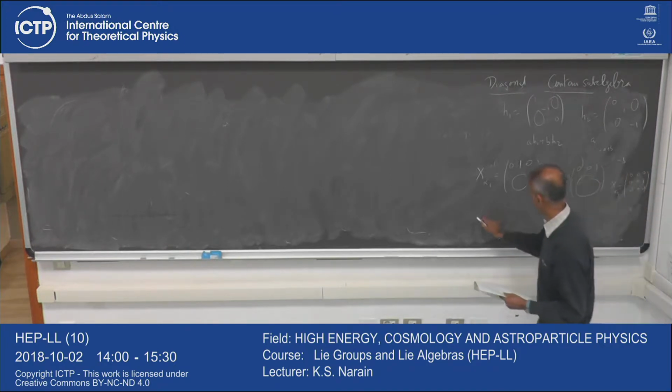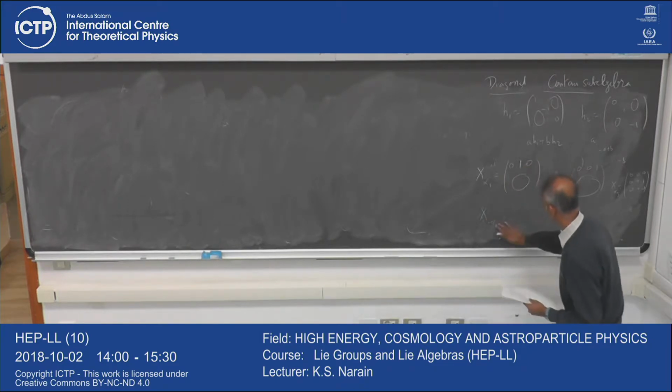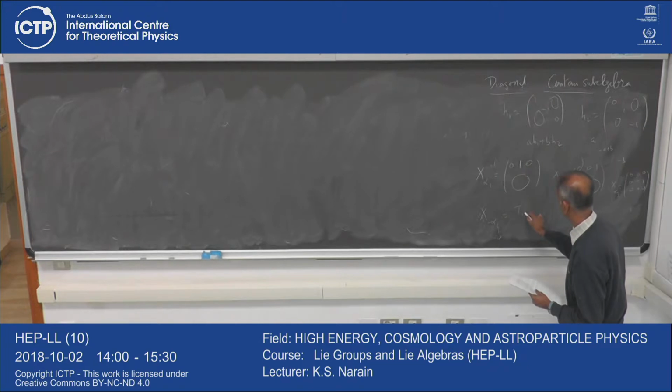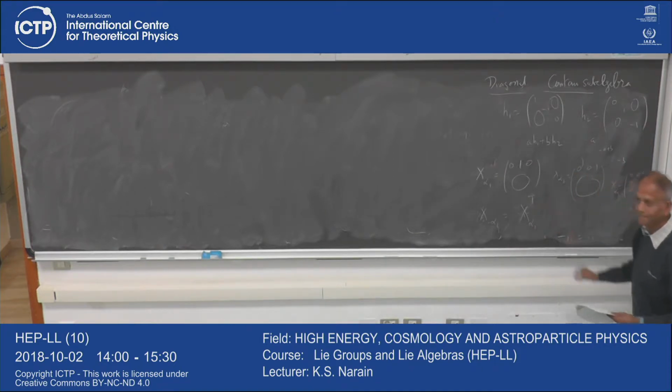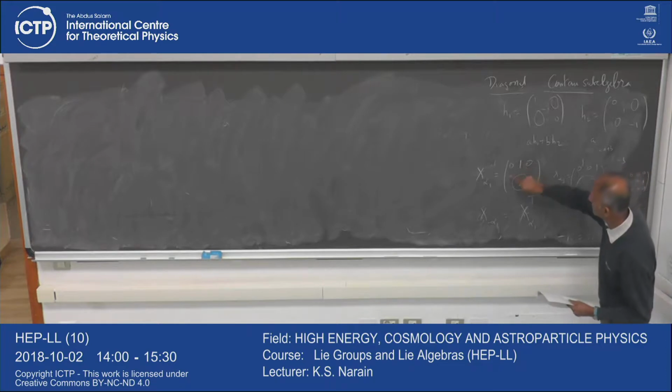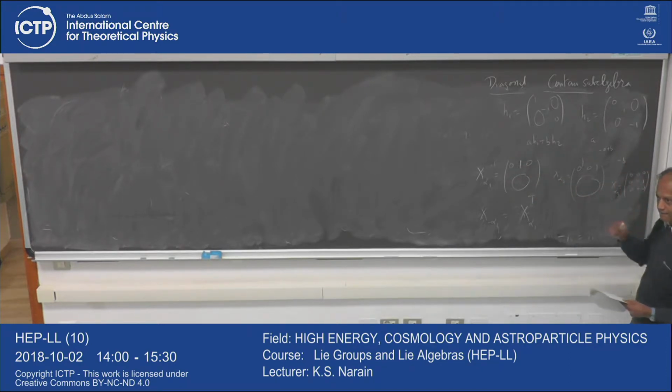And X minus alpha I, I just take alpha I, let's say, which is simply the transpose. X alpha I transpose. I mean transpose. So that means this will come here, right? And that will go there, and this will go there.